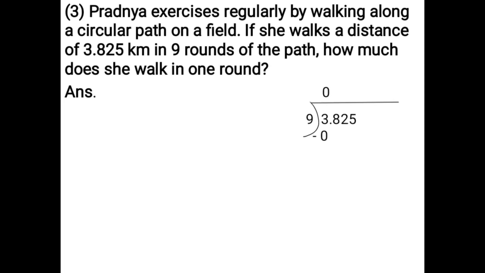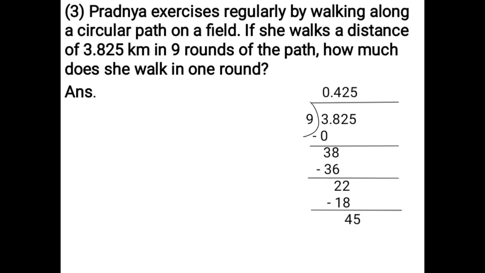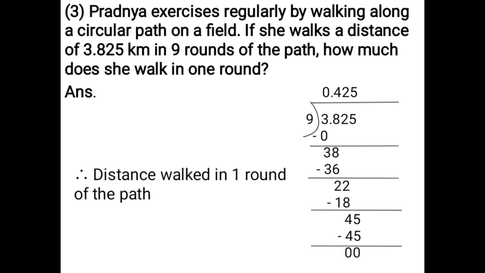9 zeros are 0. 3 minus 0 is 3. Decimal point is there. Decimal point you have to put in quotient place and then you have to bring one digit down. 9 fours are 36. 38 minus 36, answer is 2. 2 you have to bring it down. 9 twos are 18. 22 minus 18, 4. Last digit 5 you have to bring it down. 9 fives are 45. 45 minus 45, 0. Therefore, distance walked in one round of the path is equal to 0.425 km.